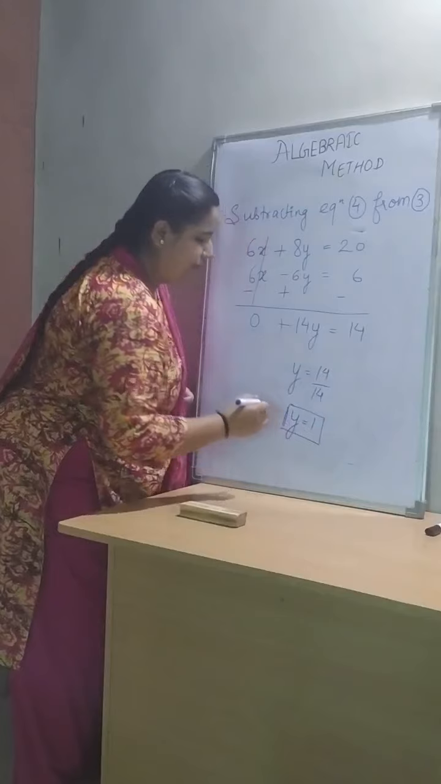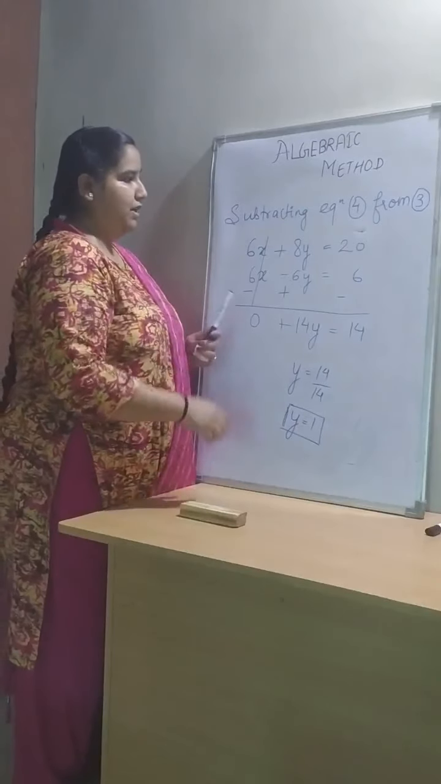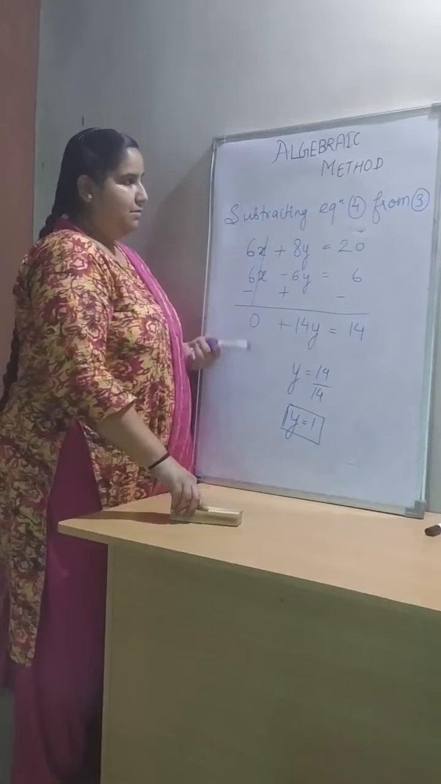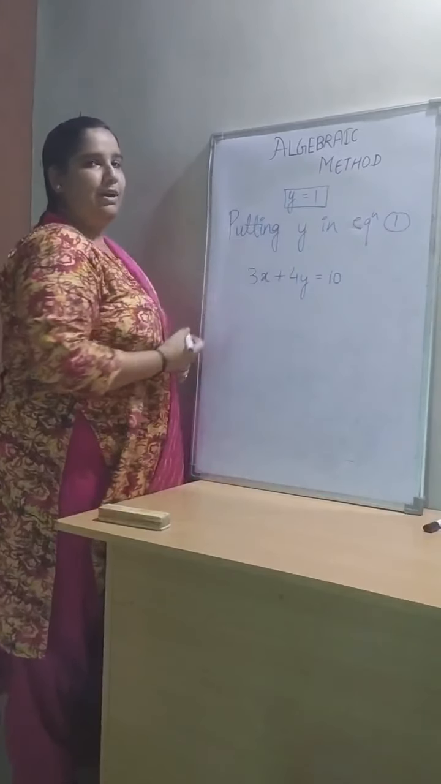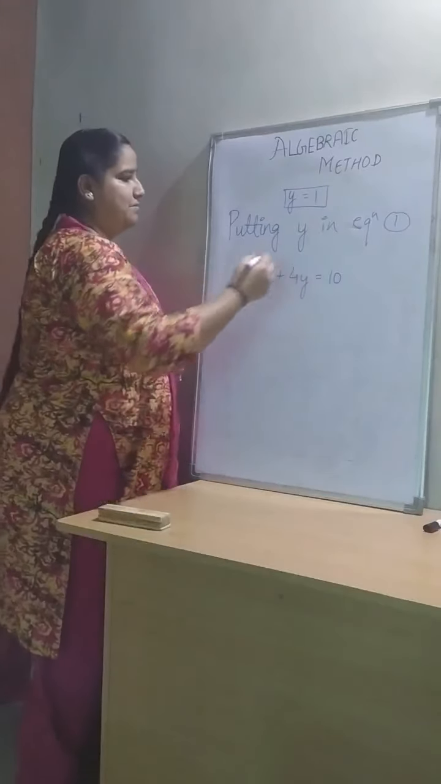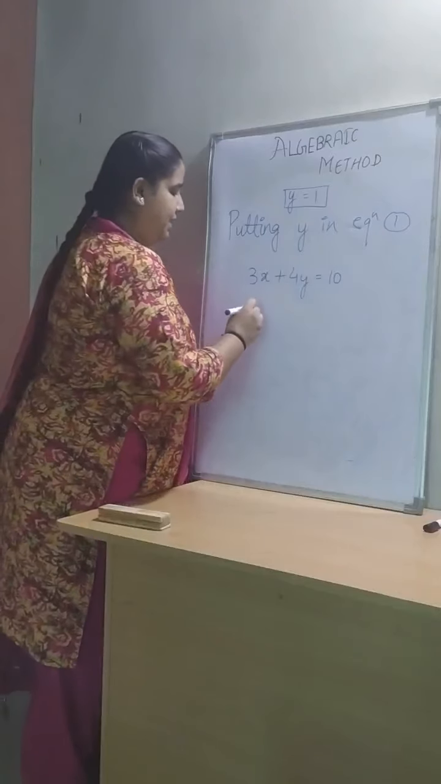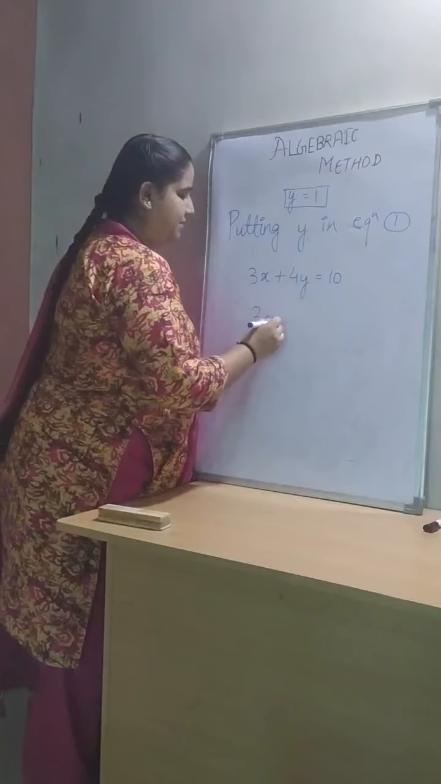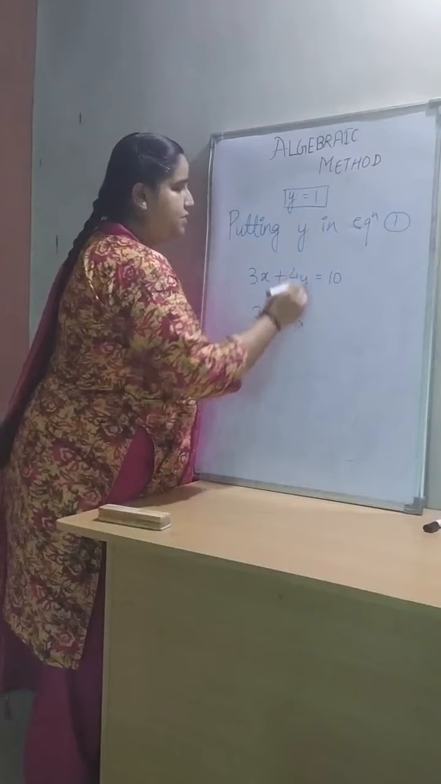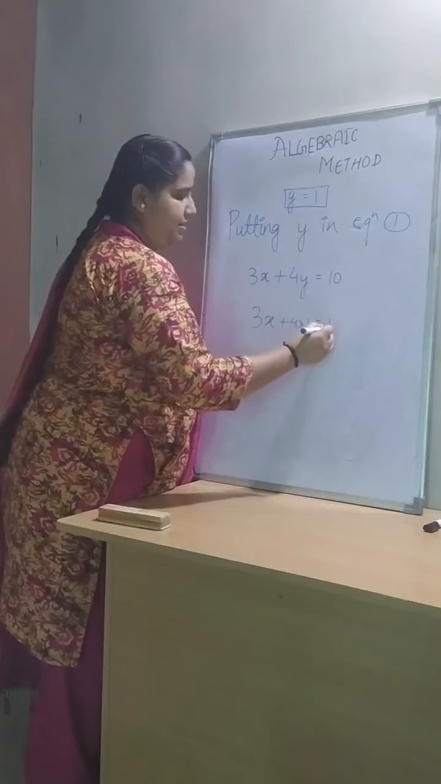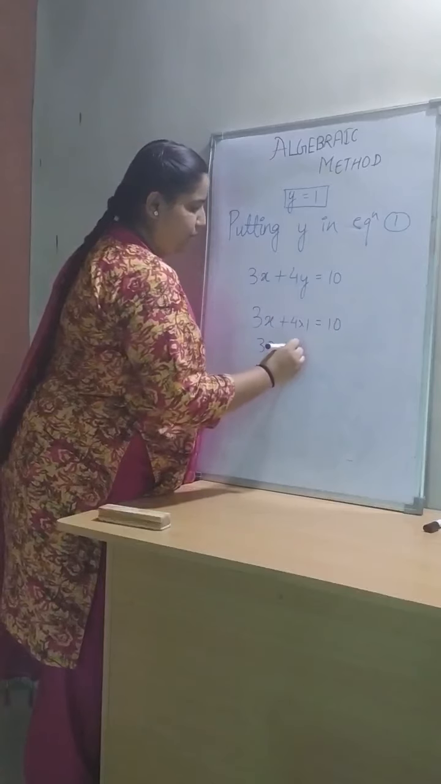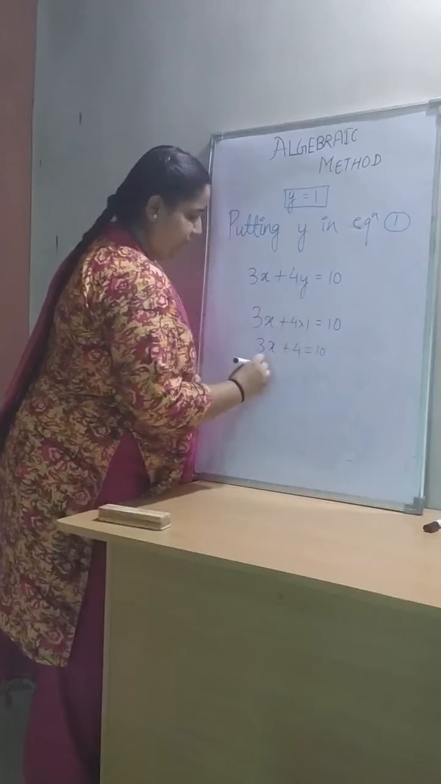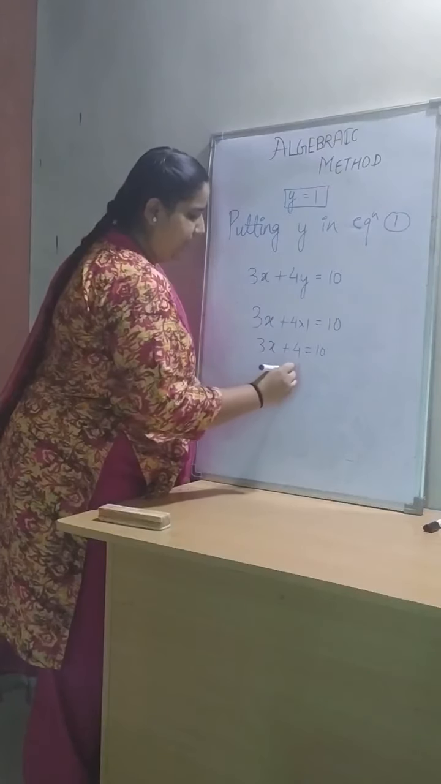Now we'll put this value of y is equal to 1 in any of the equations, either in equation number 1, 2, 3 or 4. We have y is equal to 1. We are putting the value of y in equation number 1, that is this equation. We'll put the value of y here. It has become 3x plus 4 into what is y? Y is 1 here. So it has become 3x plus 4 is equal to 10. So 3x will be equal to 10 minus 4.